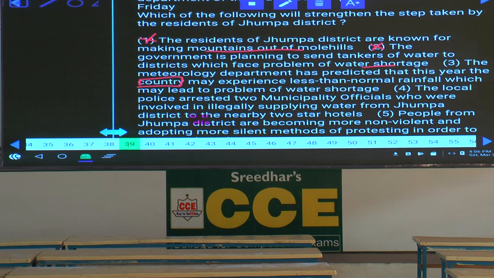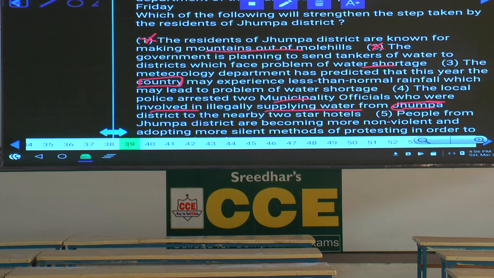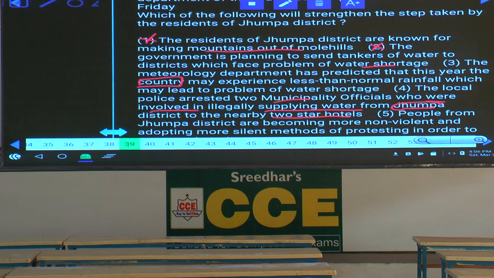Then fourth one, the local police arrested two municipal officers who were involved in illegally supplying water from Jhumpa, underline this word Jhumpa district, to the nearby two-star hotels. Here the police have arrested two municipal officers. They are illegally supplying the water that belongs to these Jhumpa people to the two-star hotels. And this is the reason why these people are protesting. Could we find the reason or not? Whether it is a valid reason or not. Their water is being sent to the star hotels and for them there is a water problem. Choice 4. Hence question number 39, choice 4 is the answer.